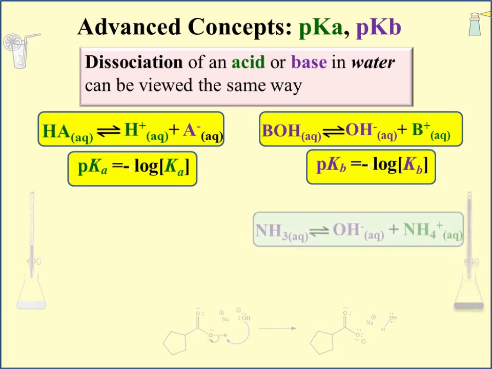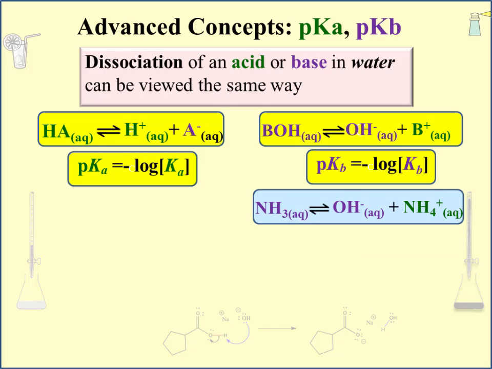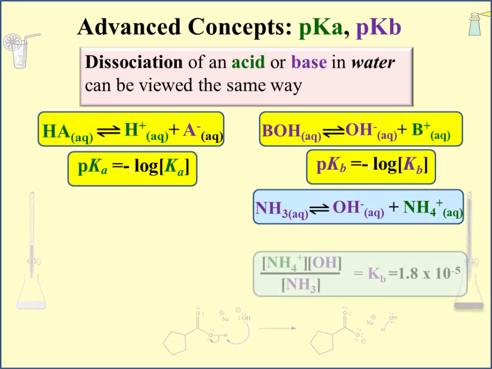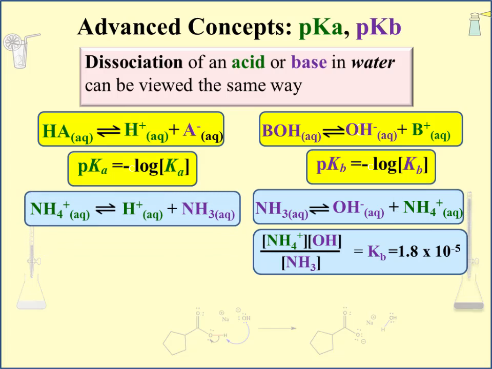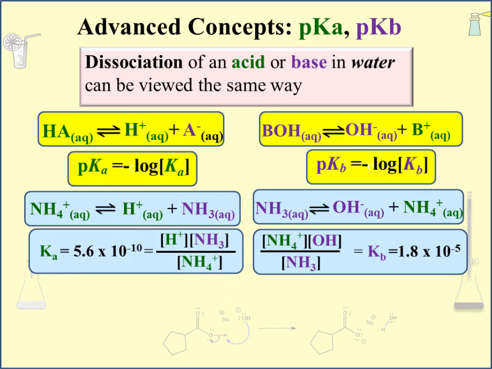It starts by bringing back the base reaction of ammonia in water and its calculation of Kb. In this reaction, the ammonium ion, NH4+, is the conjugate acid of the base ammonia. As such, an acid reaction can be written with ammonium ion that has ammonia as the conjugate base. This reaction has its own Ka. All we've done is write the reaction in both directions.